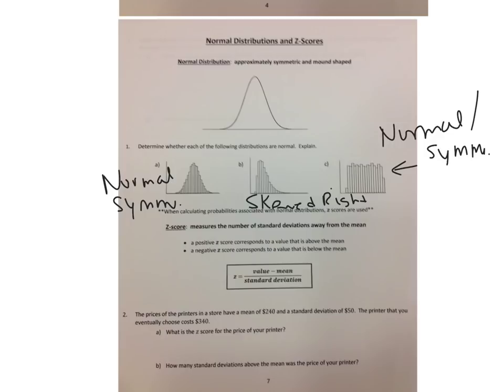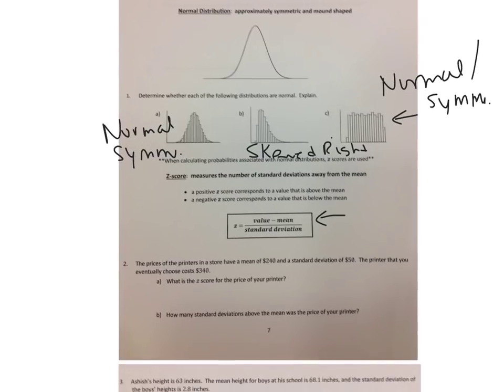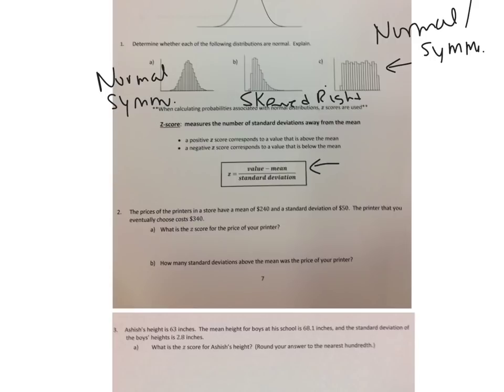And how do we find out the z-score? Well, that's easy enough. You're going to take the value they give you, you're going to subtract the mean from it, and you're going to divide by the standard deviation. So let's look at number 2 on the bottom here. Number 2 says the prices of printers have a mean of $240 and a standard deviation of $50. The printer that you eventually choose costs $340. What is the z-score for the price of the printer?